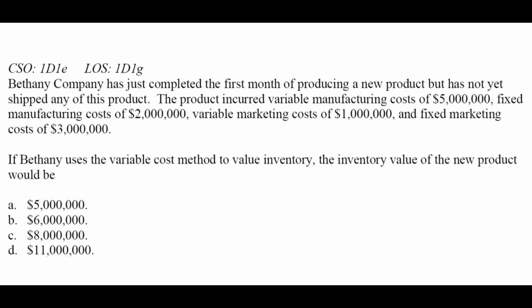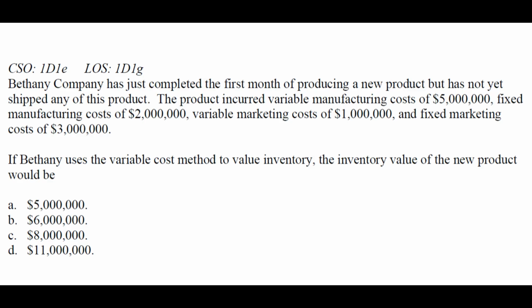The costs incurred are: variable manufacturing costs, $5 million; fixed manufacturing costs, $2 million; variable marketing costs, $1 million; fixed marketing costs, $3 million. Under variable costing, only the $5 million variable manufacturing costs are included in inventory.